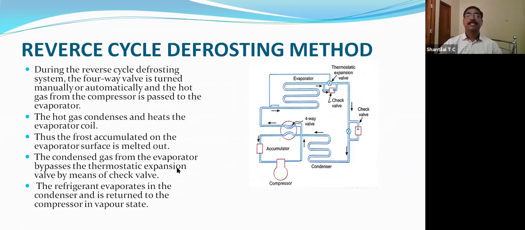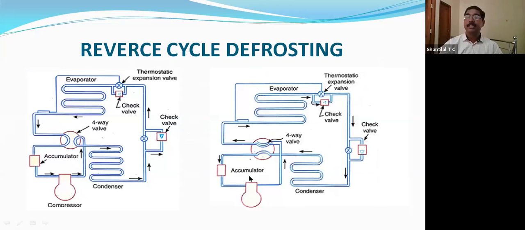By this sketch, I am clearly explaining. See, now you identify the cycles. Reverse cycle means the cycle is reversing. That means the compressor will change as condenser and the condenser will change as evaporator. That means when high pressure gas goes to the evaporator, the frost can be melted.